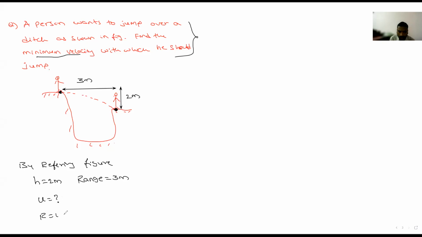R is equal to what? U into T. You know R, but you don't know T. So first you have to find the T value. How to find the T value? You know H is equal to G T square by 2. H is known, G is known, T is unknown. First find the T value, then substitute the T value here, and you will get the value of U. Yes, all of you calculate.